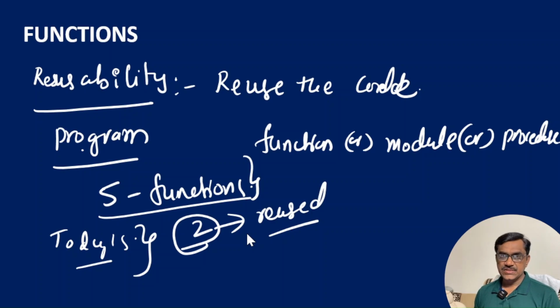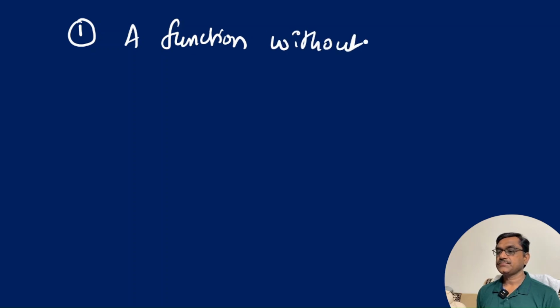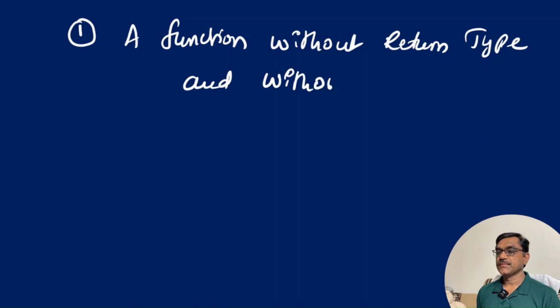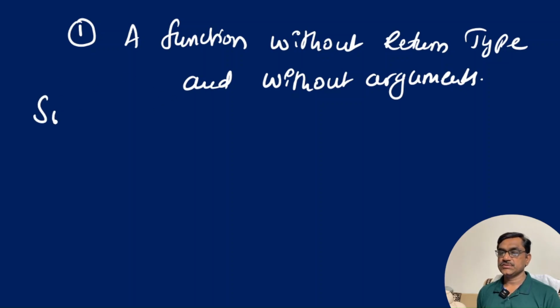After completing these important characteristics or advantages of functions, now we are going to see the syntax of the first type of user-defined functions. We mentioned that there are four types. First, I'm going to talk about the first one: a function without return type and without arguments. So how do we write the syntax for this type of function?